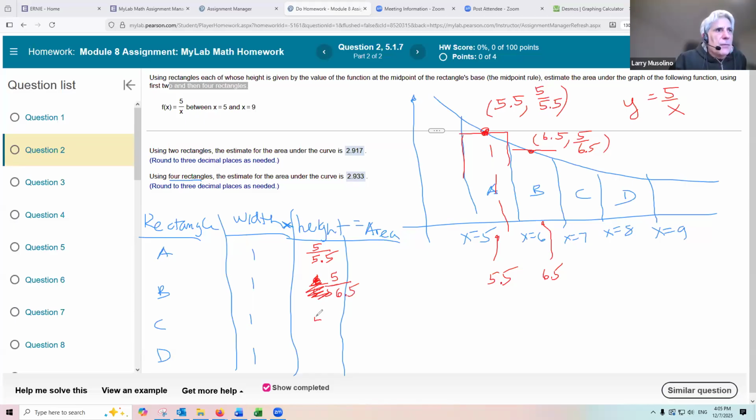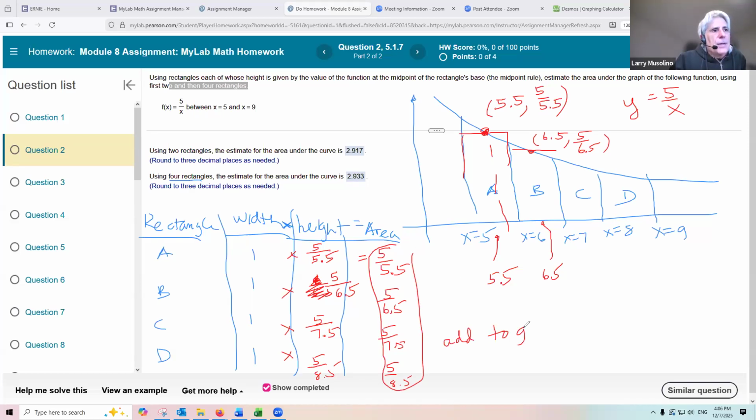And for rectangle C, it's going to be 5 over 7.5, and rectangle D, 5 over 8.5. Well, I'm just going to multiply these by the width, but the width is all 1. So the area is 5 over 5.5 for rectangle A, 5 over 6.5 for rectangle B, 5 over 7.5, and 5 over 8.5. Now I'm just going to add these together on my calculator to get the final answer here. And if you add these together, you should end up with 2.933 when you round to 3 decimal places.